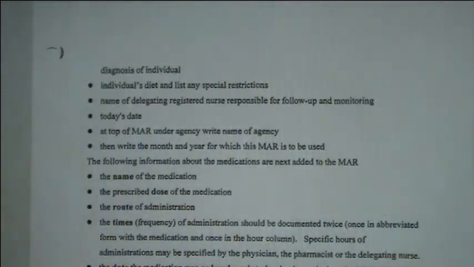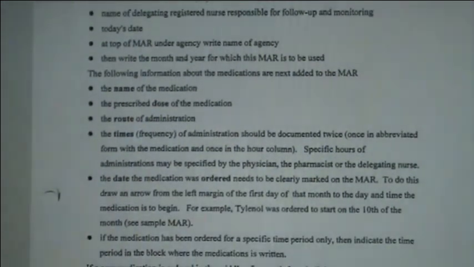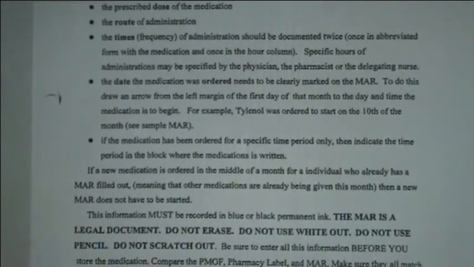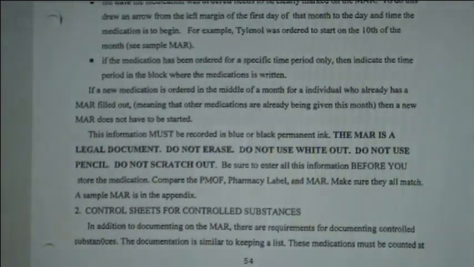The name of the medication, the dose, the route, the times, the dates the medication was ordered, and so on. We're going to go over the MAR in more detail when we have a blank MAR and practice. If the medication has been ordered for a specific time period only, then you have to indicate the time period in the block where the medication is written.